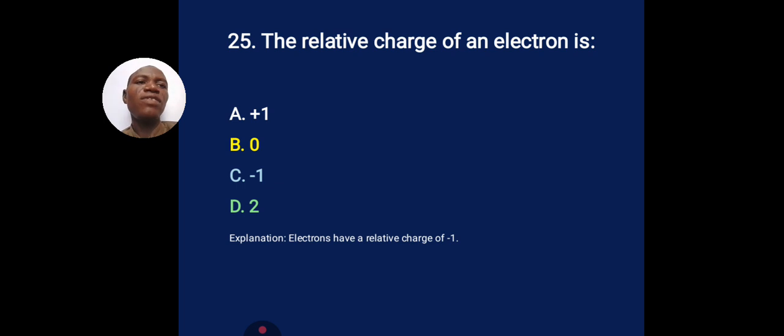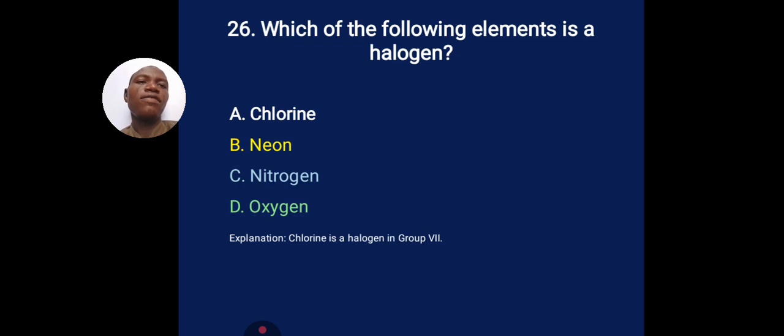Okay, 25. The relative charge of an electron is, so what's the charge of an electron? Remember, we say electron is negatively charged, so its relative charge is -1. That's C. Okay, we have 5 more questions.